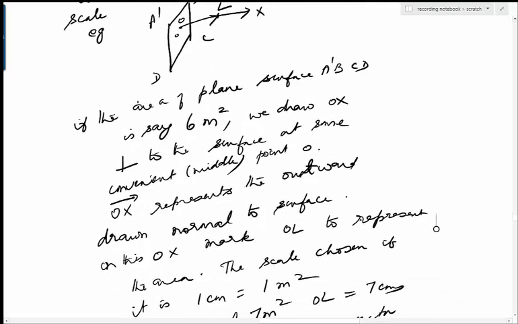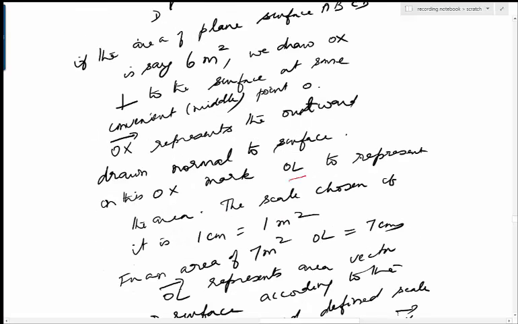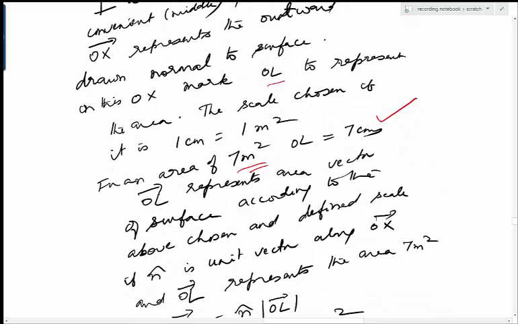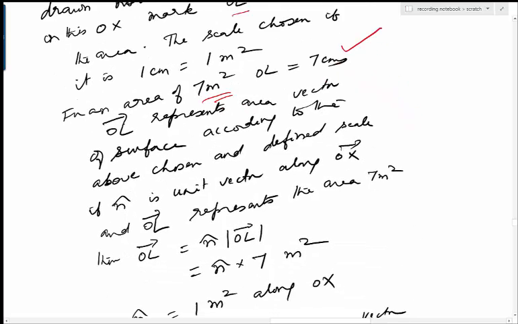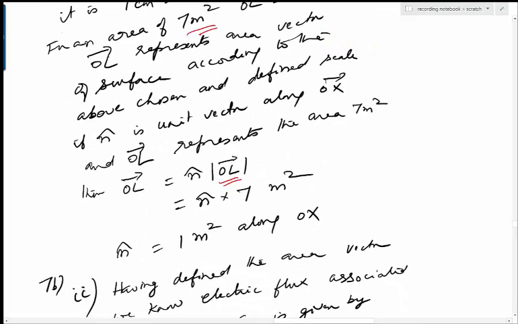On this OX you mark OL to represent the area. The scale can be, say, 1 centimeter equal to 1 meter squared. So for an area of 7 meters squared, OL should be 7 centimeters. So the OL vector will represent the area vector of the entire surface, on the chosen and defined scale. If n cap is the unit vector along OX, OL will be equal to modulus of OL times n cap, where the magnitude is 7 meters squared, and because 1 centimeter is 1 meter squared, n cap is 1 meter squared along OX.